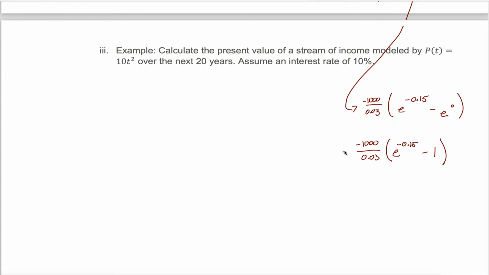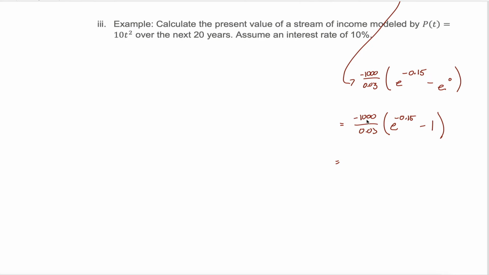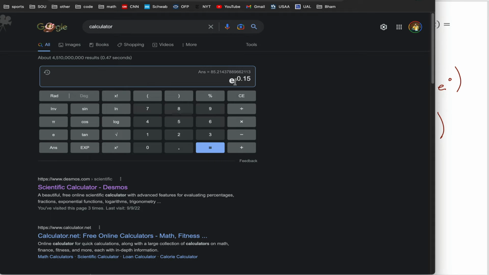If you want to leave your answer exact, I guess you'd be done right here, but it's a little bit unsatisfying to stop right here. It might feel like this is a negative number or something. It's not. You might want to get a decimal approximation. To get a decimal approximation, we got to know what e raised up to the negative 0.15 power is. That sounds like a problem for a calculator.